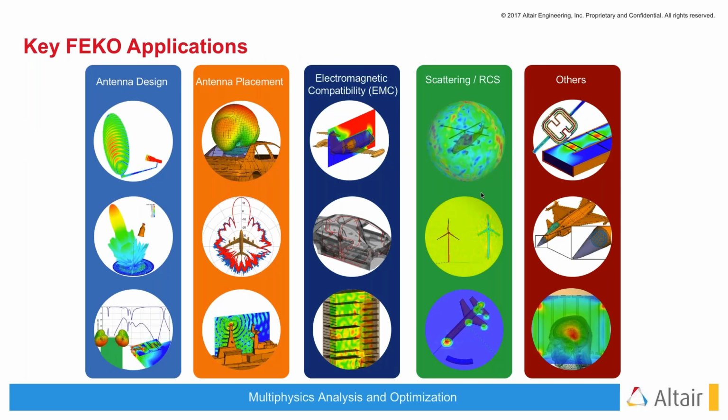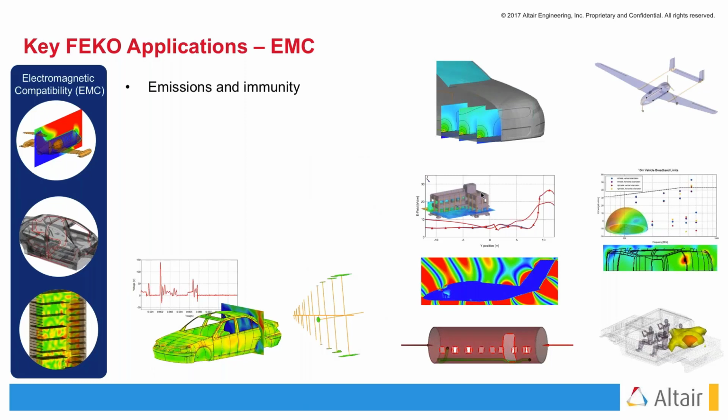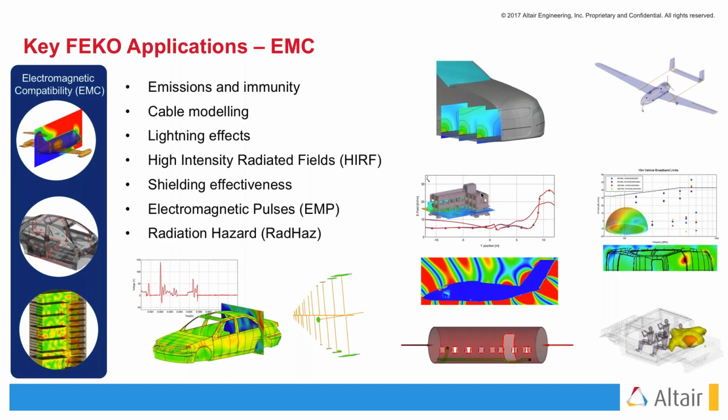So here you can see an overview of typical FEKO applications, where today we would like to focus predominantly on electromagnetic compatibility. Here you can see a breakdown of more specific applications where FEKO is used for EMC. In the demonstrations today, we're going to look at two different cases. The first covering radiated emissions, and the second example looking at high-intensity radiated fields. So let's start then with our first scenario, which is going to be related to cable emissions for automotive examples.